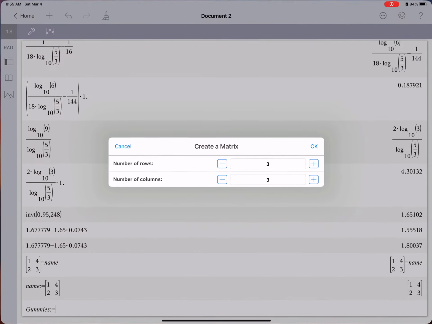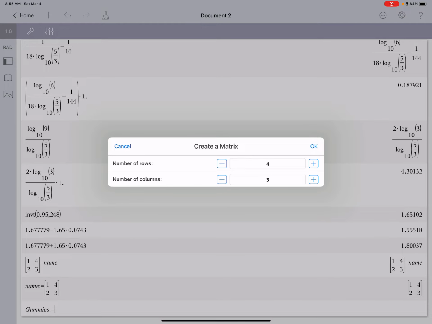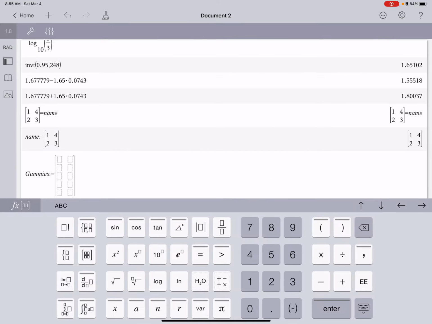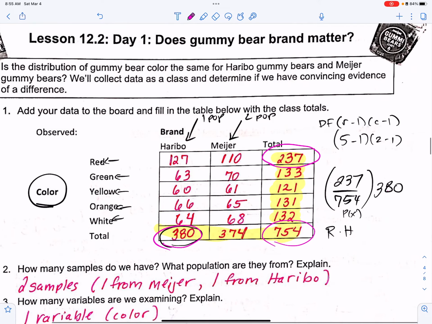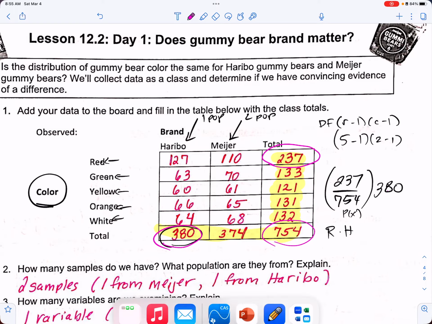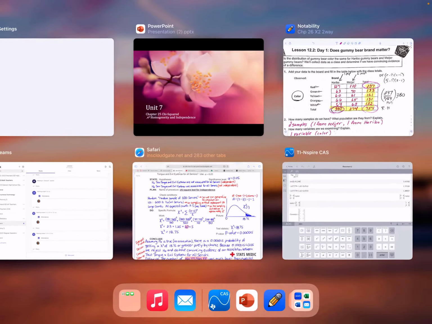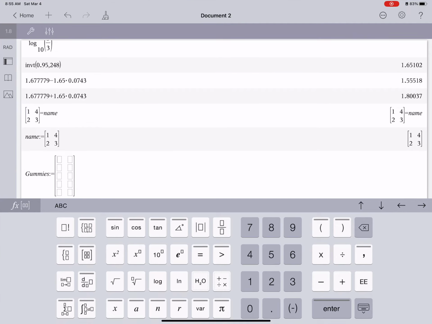The reason you don't have to put your totals in is because the calculator is smart. It can add the totals just fine. It just doesn't know what your raw data is. So I only want your raw data. All right, so I want my raw data, which is right here, 127, 63, 66, 64.